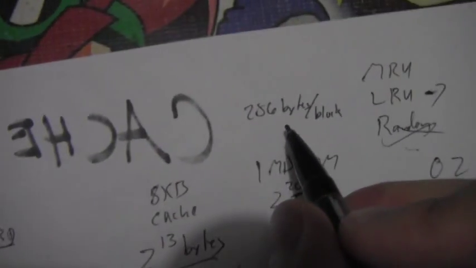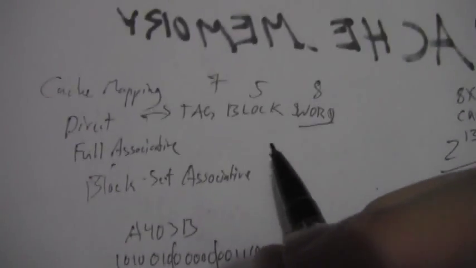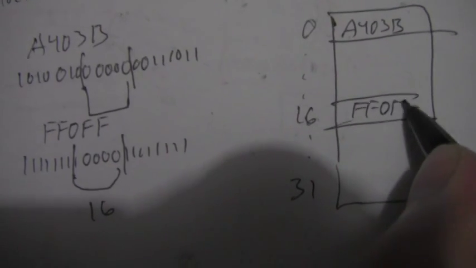You load the 256 bytes starting at this address, well, assume all this is 0, into that block in the cache. Now let's say you want to load FF0FF. That would translate to this, which is 16. So we have a block 16 here. That takes FF0FF.